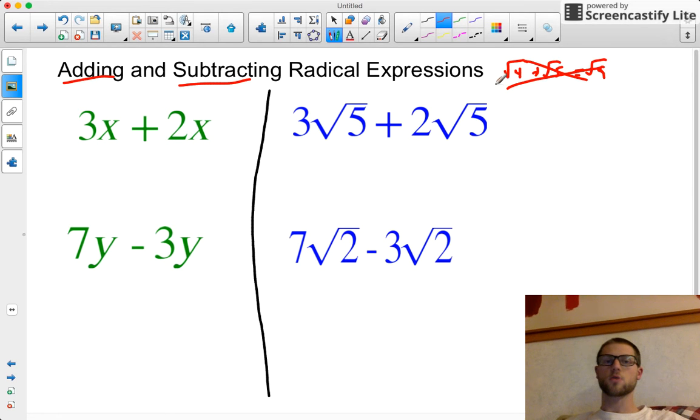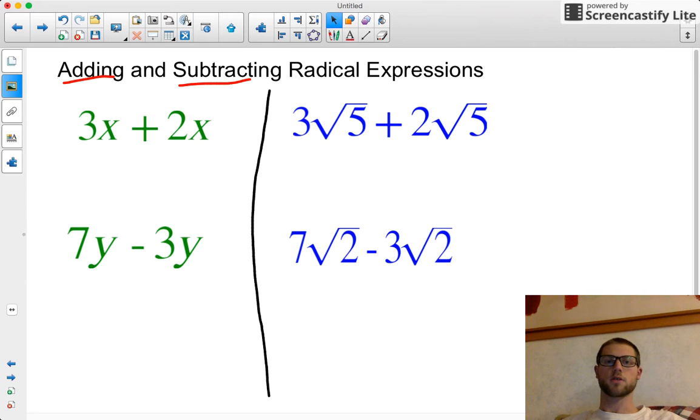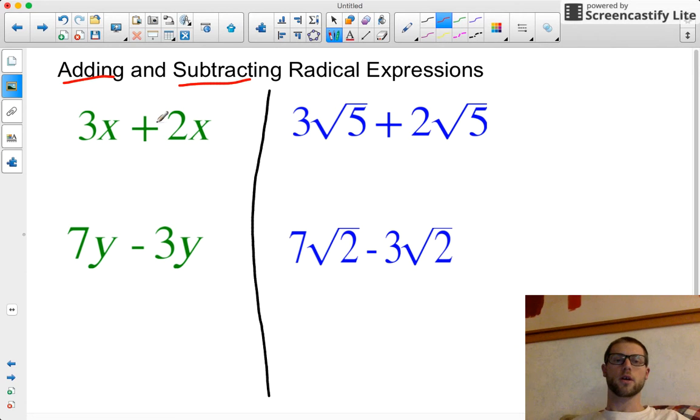But what we can do is we can add and subtract radical expressions when we have like radicals. So we'll talk about what that means in just a second. So I think the best way to start is to recall what we remember from adding and subtracting like terms. You're talking about variable expressions.